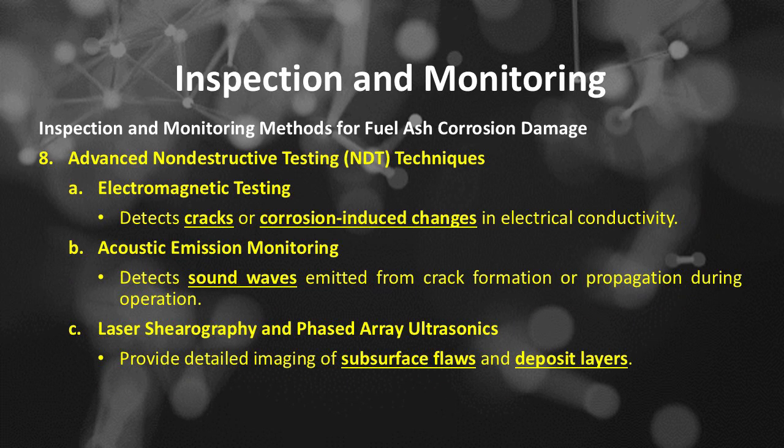Number 8 of inspection and monitoring methods for fuel ash corrosion damage is advanced non-destructive testing, or NDT, techniques. Number A. Electromagnetic testing detects cracks or corrosion-induced changes in electrical conductivity. Number B. Acoustic emission monitoring detects sound waves emitted from crack formation or propagation during operation. Number C. Laser shearography and phased array ultrasonics provide detailed imaging of subsurface flaws and deposit layers.